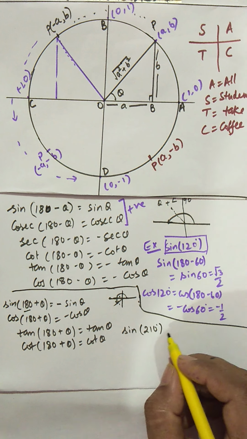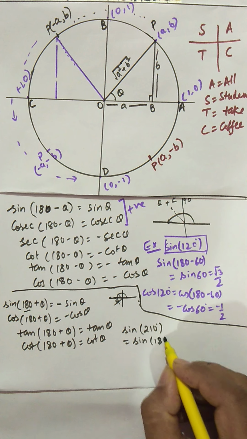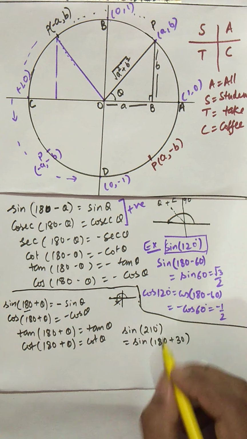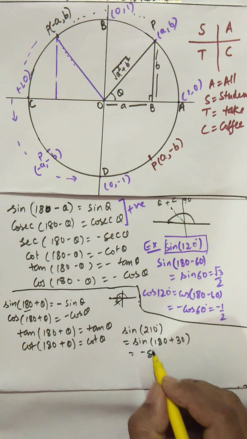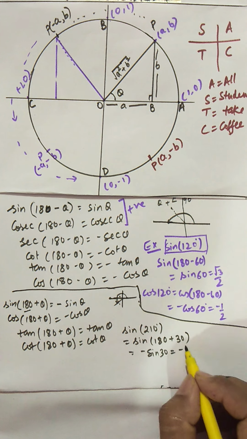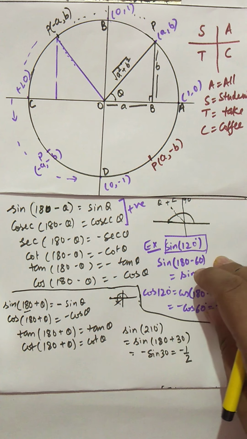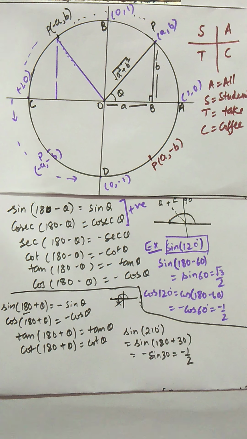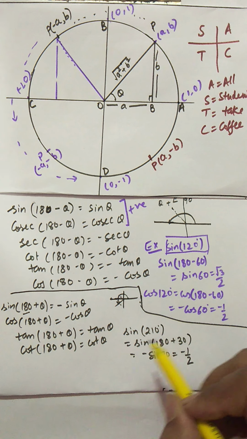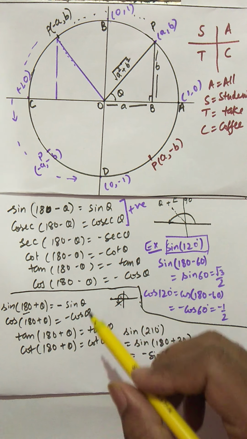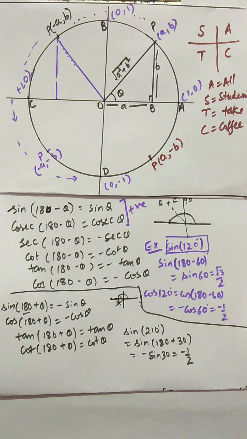So for sine 210 degree, you have to see how it can be written in terms of 180 plus theta. So I can write 210 as 180 plus 30. Now apply this formula. If it is 180 plus theta, it's going to be minus sine 30 degree. Its value is minus, since sine 30 is 1 by 2. So this way we can find the value of any of the trigonometric functions. Like this, we can find tan 210 degree also, cot 210 degree also, cos 210 degree also, but sine and cos will be negative, and tan and cot will be positive.